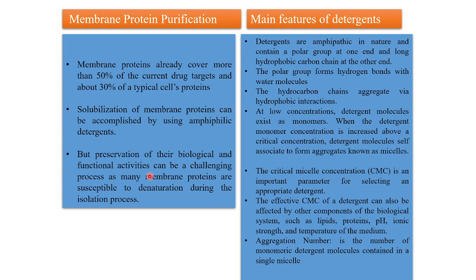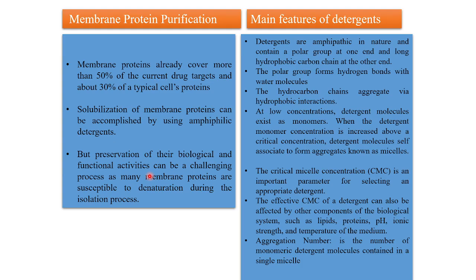Solubilization of membrane proteins can be accomplished by using amphiphilic detergents, but preservation of the biological and functional activities can be quite challenging, as many membrane proteins are susceptible to denaturation during the isolation process. Now, detergents, non-ionic or ionic, are very important for that, because detergents are amphipathic in nature and contain a polar group at one end and long hydrophobic carbon chains at the other end. The polar group forms hydrogen bonds with water molecules. The hydrocarbon chains aggregate via hydrophobic interactions.